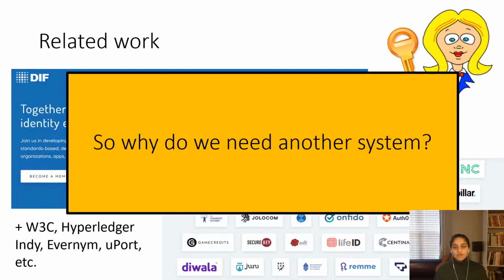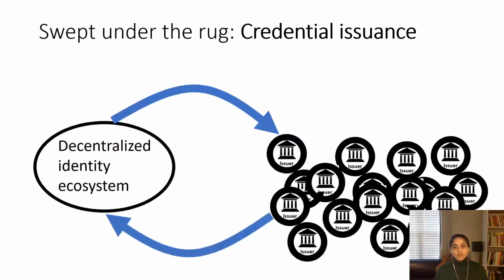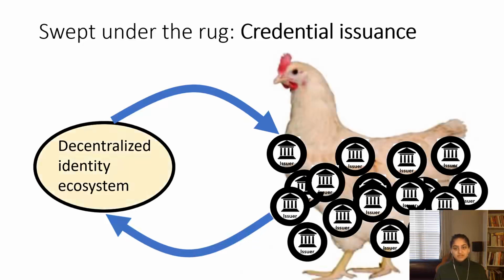So, why do we need another system to do decentralized identity? Well, several problems get swept under the rug in these systems. First of all, we talk about credential issuers. But where do these issuers come from? Without a bunch of issuers, it's not possible to build a robust decentralized identity ecosystem. But without a decentralized ecosystem being in place, there's no incentive for issuers to issue IDs. This is the classic chicken and egg problem.